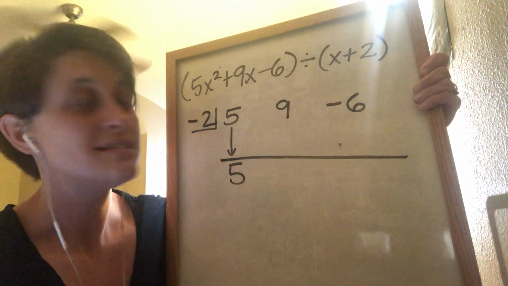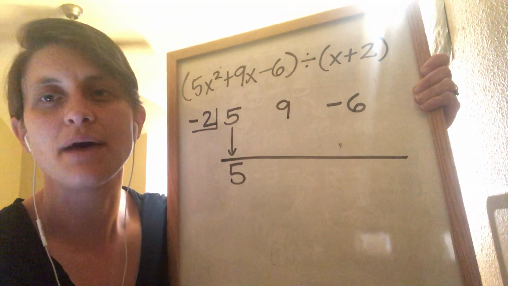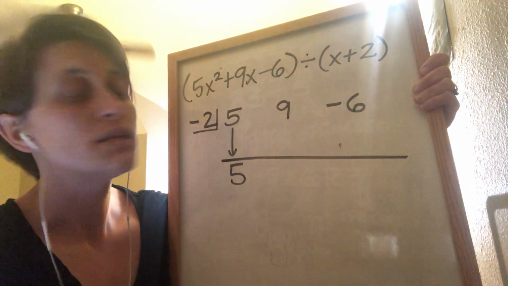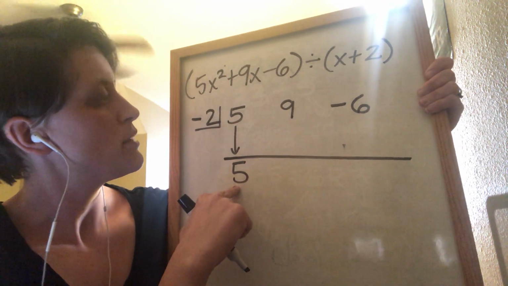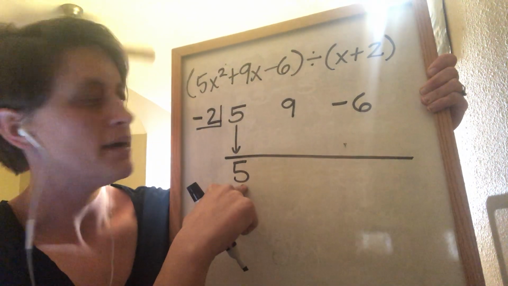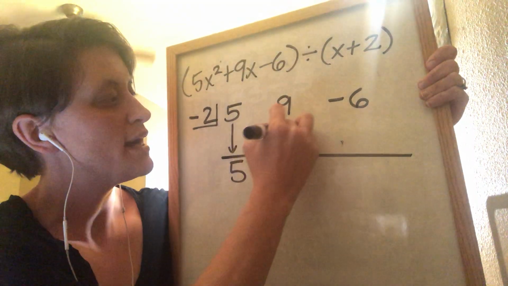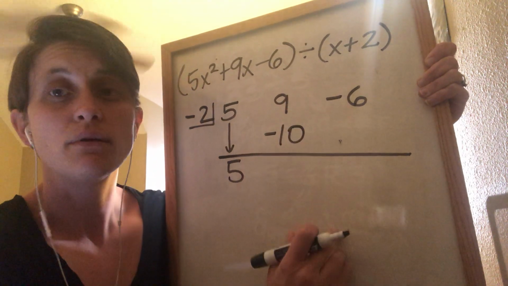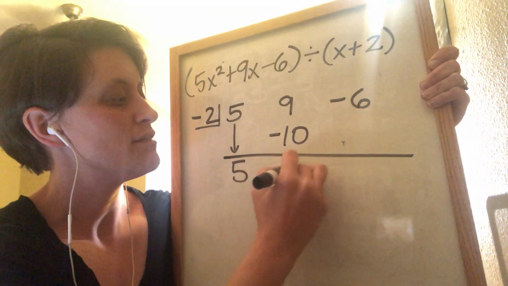Now we haven't really done synthetic division yet. All this was just setup. But luckily the synthetic division steps are really quick. So let's go through those steps. We're going to take the number we wrote and we're going to multiply it by the number in the box. All right, that'll be negative 10. And what you do with negative 10 is you write it under the next coefficient. And now we're going to add to get negative 1.